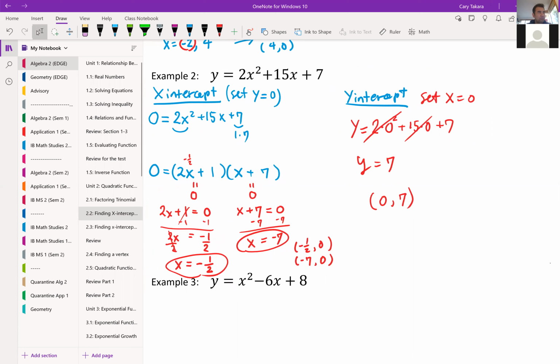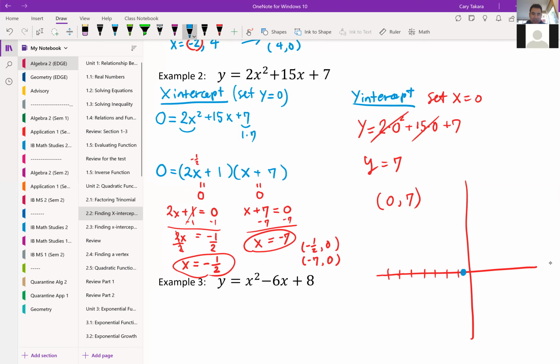There's one more thing that I want to do. Okay. And then let's graph this. Let's sketch. We just found that the x-intercept is negative 1/2, 0, which is go right here, right? And then we said that another x-intercept is negative 7, which is right here.